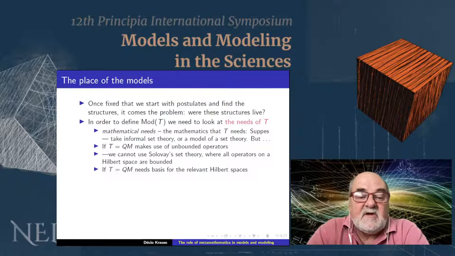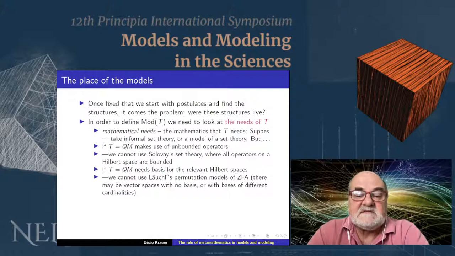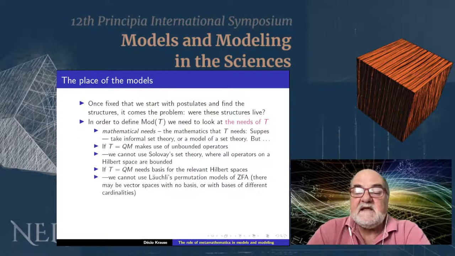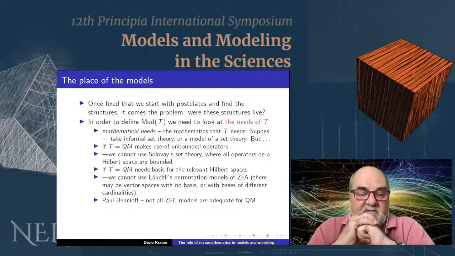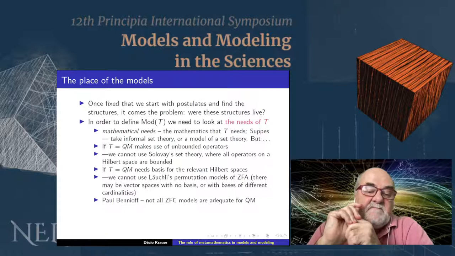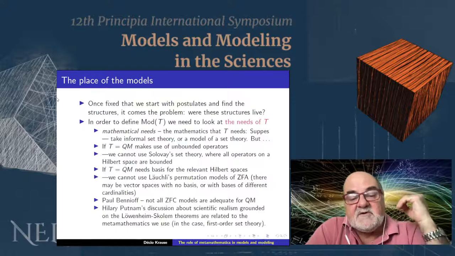Another example: if T is quantum mechanics, it needs bases for the relevant Hilbert spaces. But then you cannot use, as the metamathematics, the Fraenkel permutation models of Zermelo-Fraenkel with atoms, where there may be vector spaces with no basis or vector spaces with bases of different cardinalities. This would collapse the formalism of quantum mechanics. And also two very good papers by Paul Benioff from 1976 show that not all ZFC models are adequate to formulate quantum mechanics. That is, the role of the metamathematics is quite important. We need to pay attention to it.